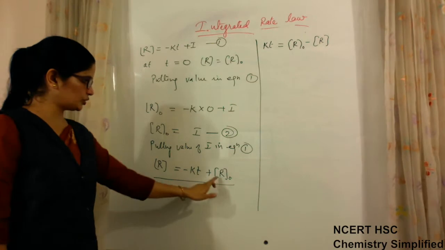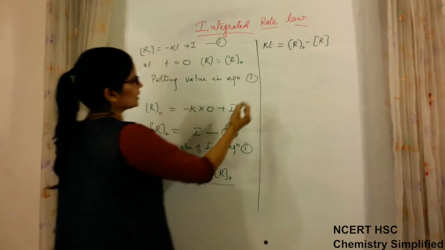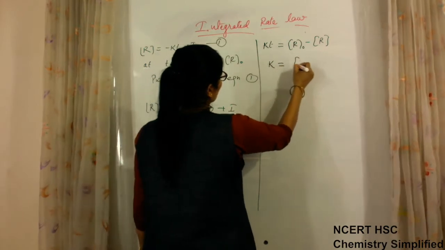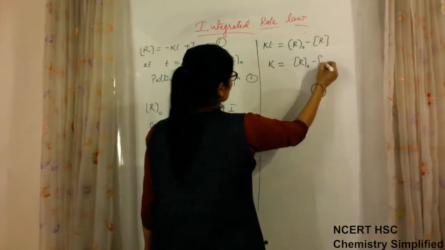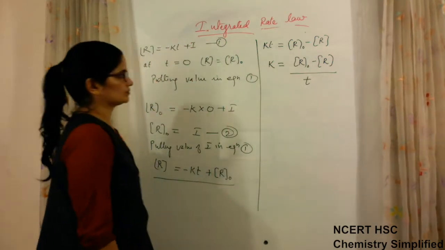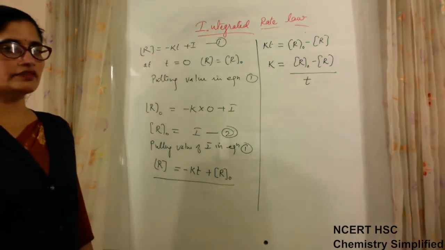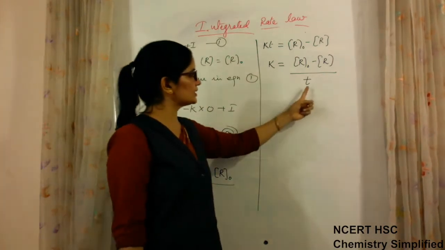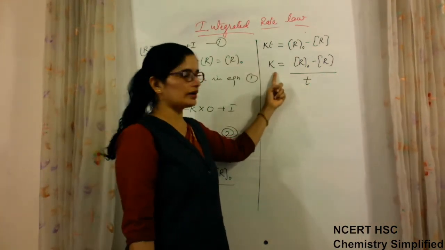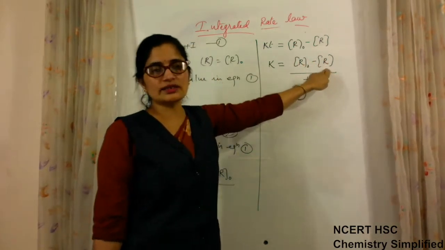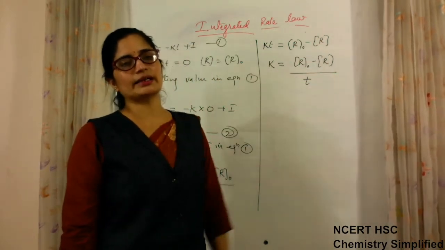kt is equal to R0 minus R, or we can write k is equal to (R0 minus R) upon T. Okay, so these are the various forms of equation which can be used to calculate T time, K rate constant, R0 initial concentration, and R concentration left after time T.